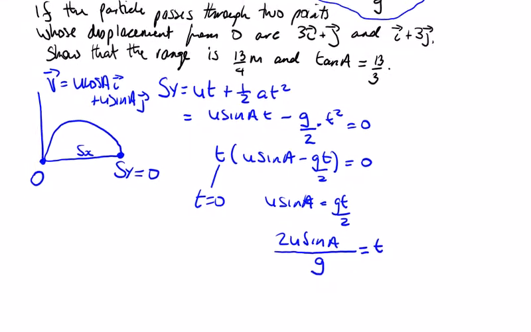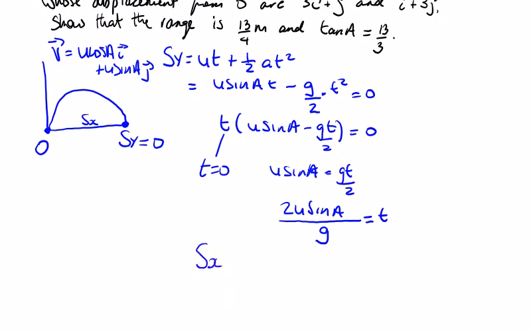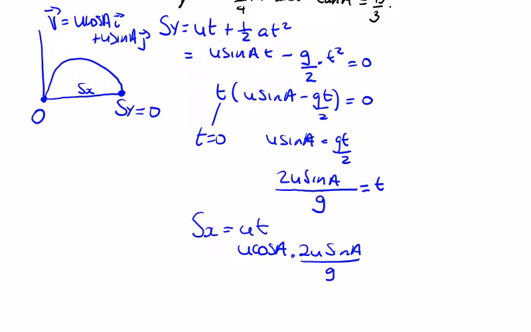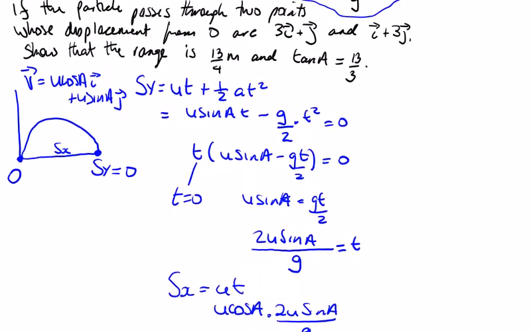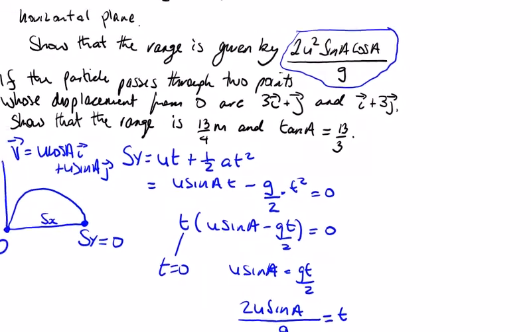So now we put this into S of x, displacement of x with no acceleration is equal to ut. So u cos alpha by 2u sine alpha over g, which is equal to 2u squared sine alpha cos alpha over g. So obviously you need to practice that a lot and not make mistakes.